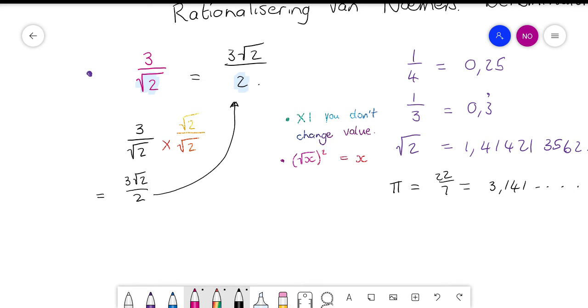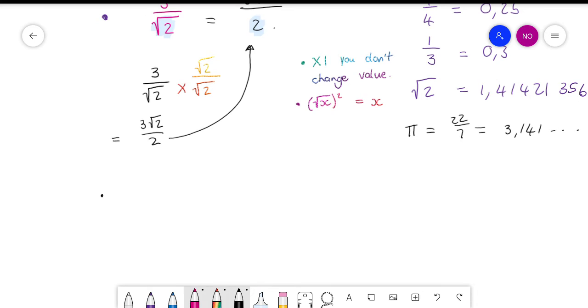Another one. Where's the issue there? In the denominator, right? Do you agree that square root of 5 is an irrational number?